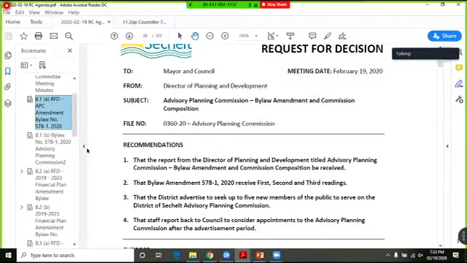This is from the Workplace Advisory Planning Commission Amendment Bylaw. Yes, okay. Sorry, I was thinking it was something else.